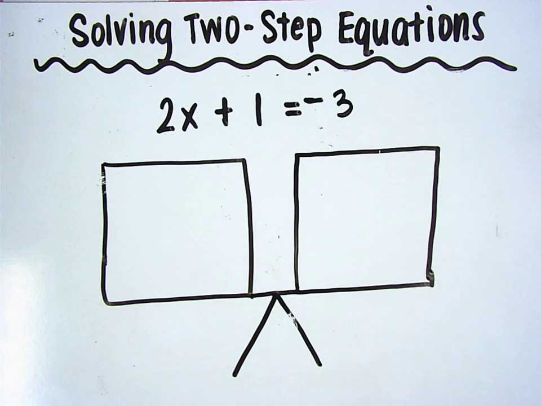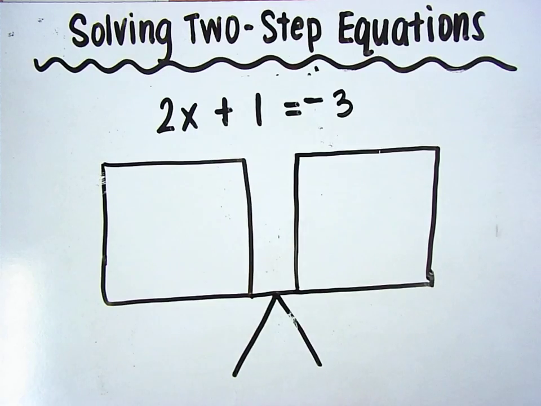Today we're going to look at solving two-step equations using algebra tiles to model and solve this equation. Remember, the goal of solving equations is to isolate the variable, or get the variable by itself. In this case, the variable is x. So our goal is to determine what x is equal to, or what it represents.